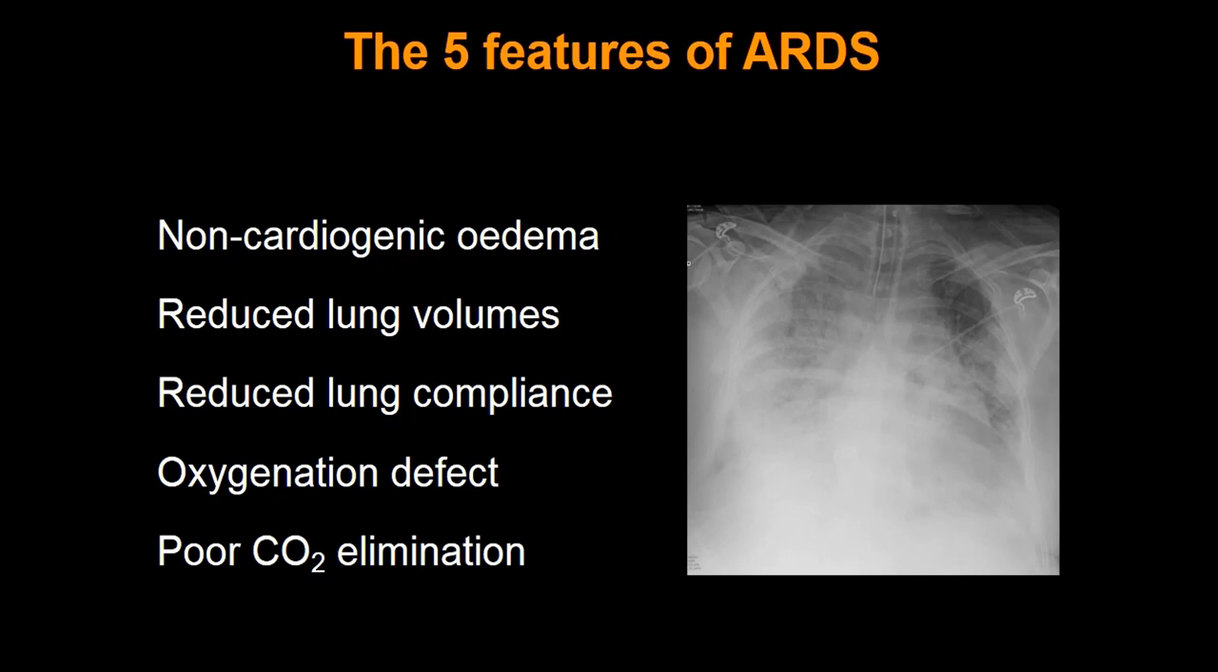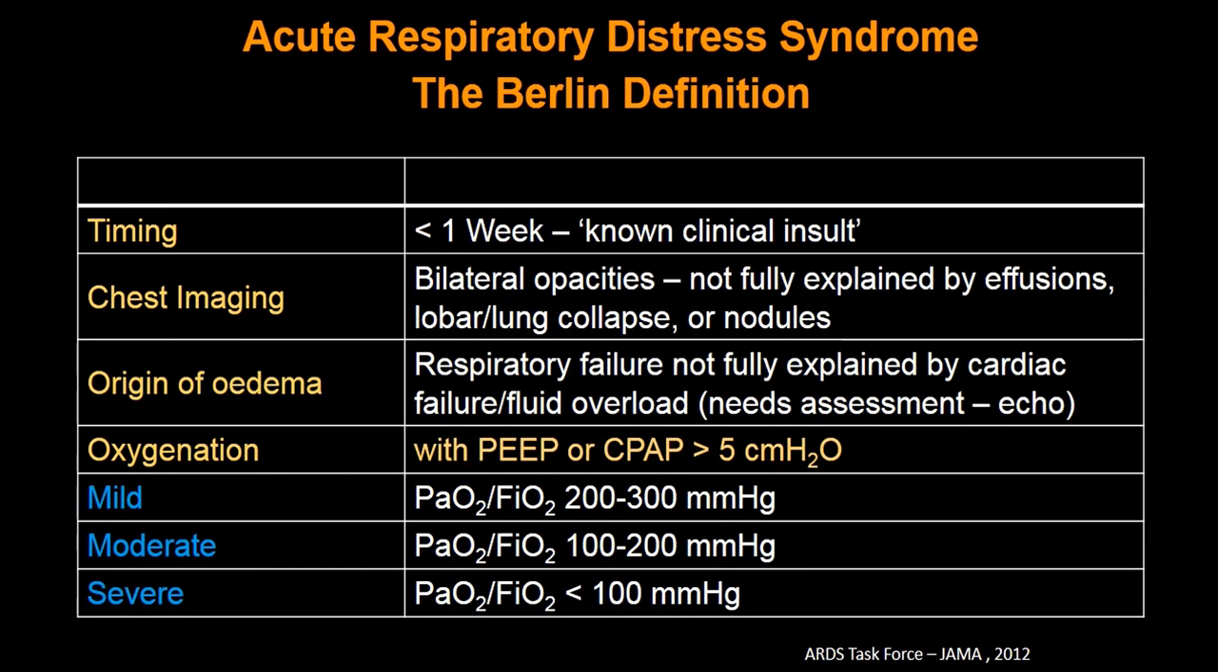So there is non-cardiogenic pulmonary edema. The lung volumes are reduced, as we've seen from the previous talk. The compliance is reduced. There is an oxygenation defect and a poor CO2 elimination. And that is all encapsulated in this clinical definition. And I think we're going to go through some of these features to talk about the pathophysiology.